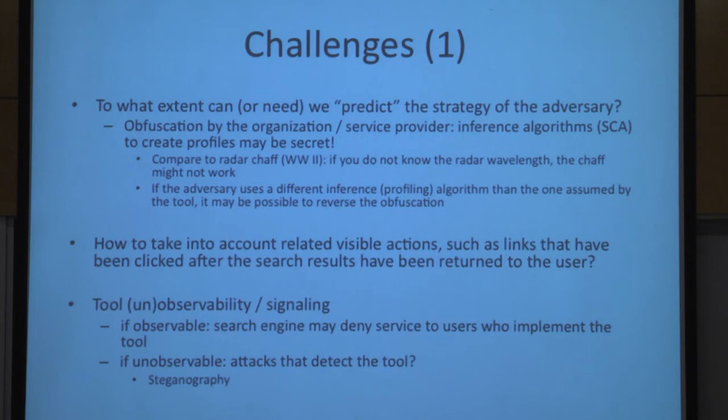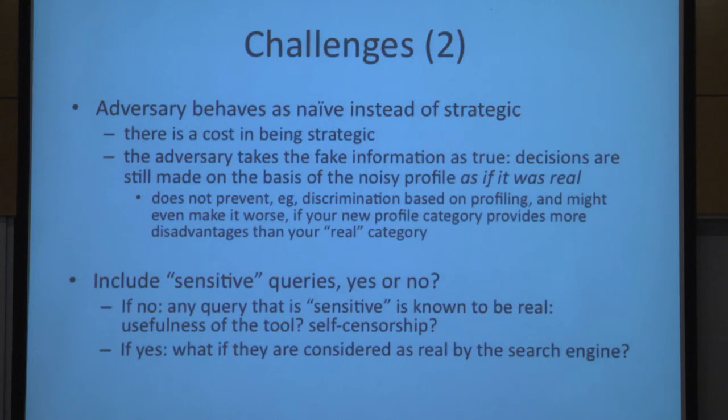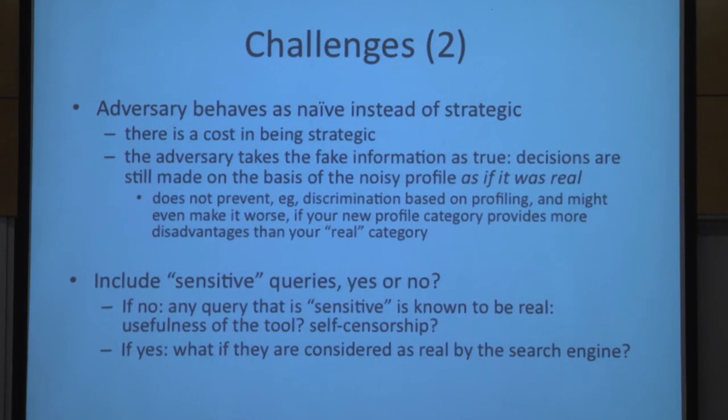And if we want it to be unobservable, then how can we guarantee that it's unobservable? Because then we have to go into a security analysis that says we have this tool that generates queries, and not only does it provide you with this protection, but also it cannot be detected that you're using it. That's not so easy. Now, let's suppose you're able to make it unobservable. Do we want that? Because that's the same as having an adversary that behaves as naive instead of strategic. The adversary cannot filter out any queries. It takes everything it receives as the truth.